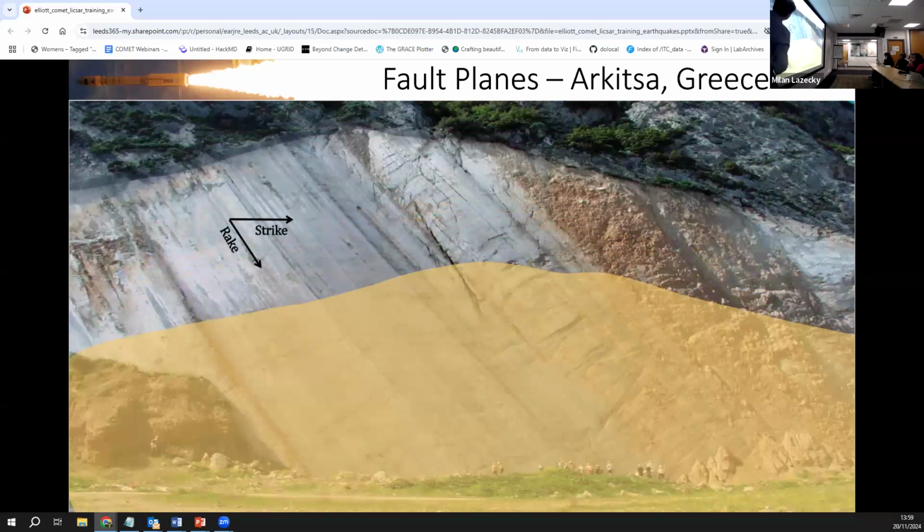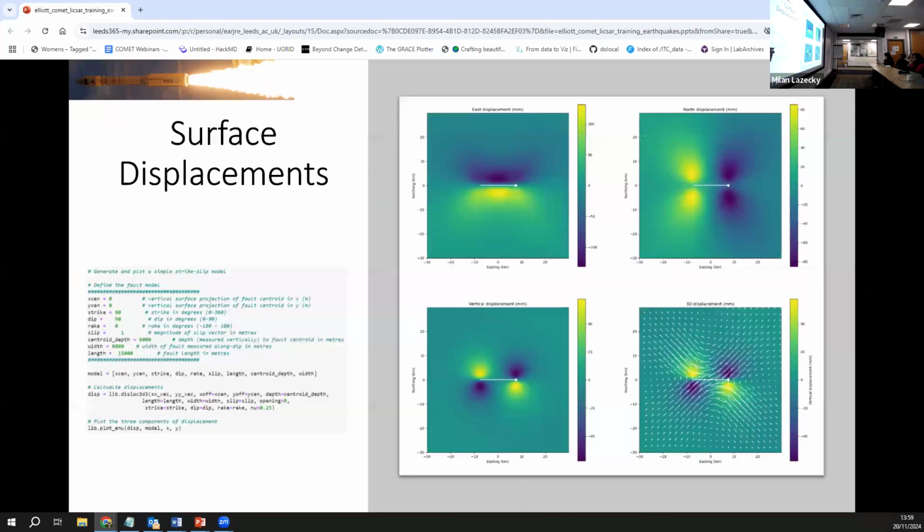The dip you can't see. The rake is that angle around from the strike that shows you what direction. So it's always a bit complicated if you've not worked with rake before. And then this is the modeling software that John will lead you through. You input those 9 parameters on the left. There are some starting values here, and the model does its business, the Cartesian dislocation.